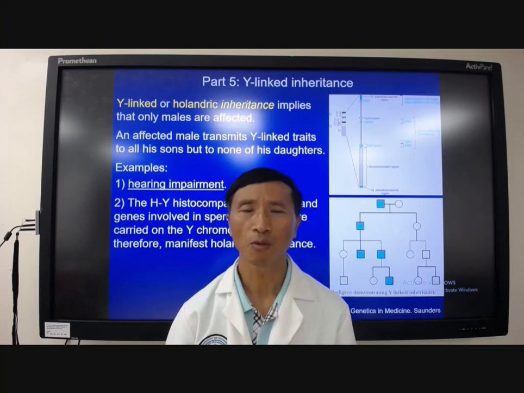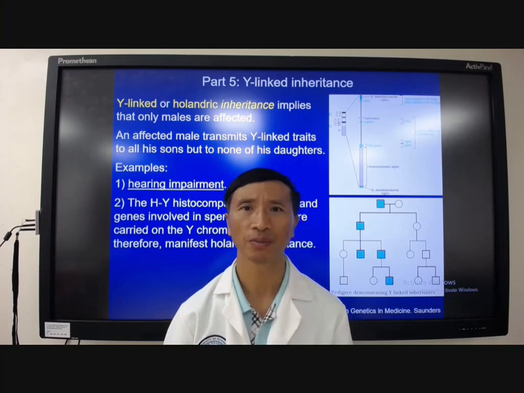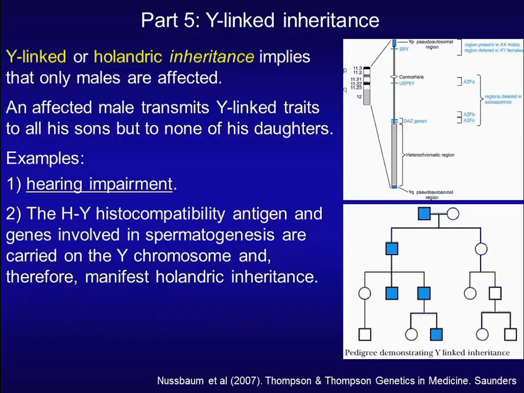Now, let's move to part 5. We will look at Y-linked inheritance. In Y-linked inheritance, also called holandric inheritance, only males are affected. An affected male transmits Y-linked traits to all his sons, but to none of his daughters, as shown here. Because the Y chromosome is very small, only a few traits are Y-linked.